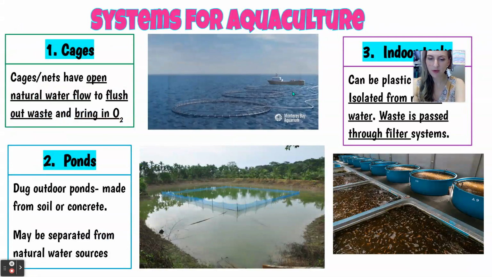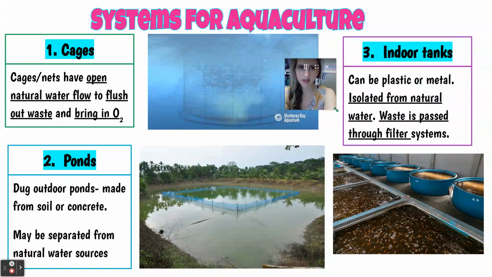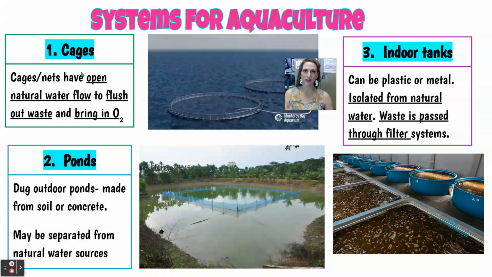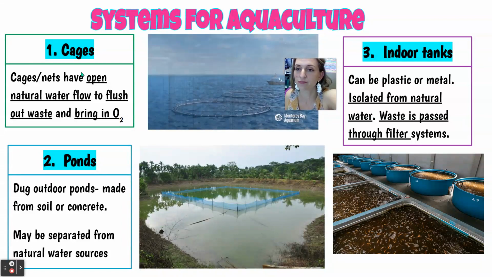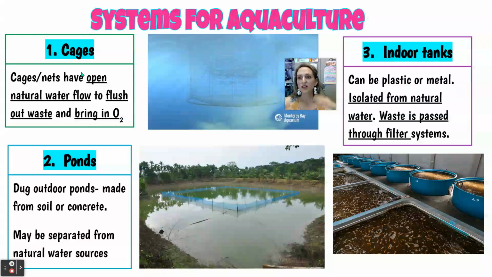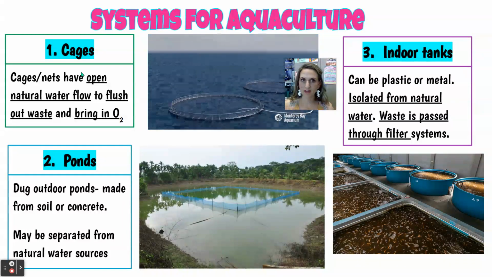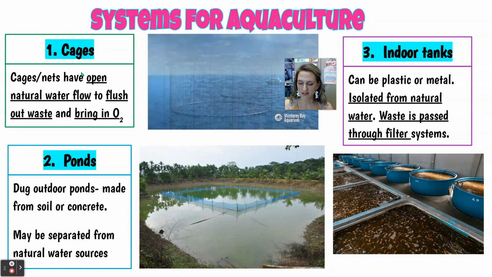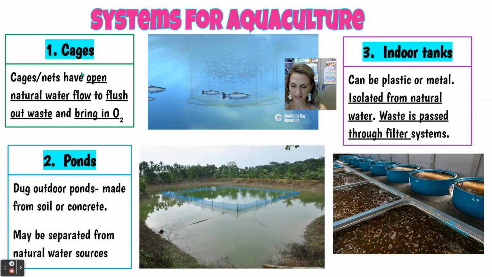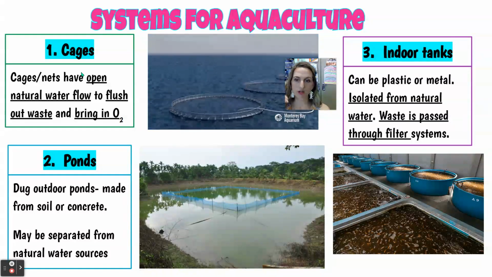Ways that we can actually house them or keep them in a contained area. When we use cages, this will allow for natural water flow to come in, which will flush out any waste, bring in oxygen. It'll also bring in nutrients that you wouldn't have to add yourself. There's ponds. You can take outdoor ponds. It could also be from concrete, and these might be separated from natural water sources, and you'll find that we'll have to actually pump that in and kind of take from the natural environment. Or you could have indoor tanks. These are completely isolated from natural water. Waste is passed through a water filtration system, and this one actually is going to require a lot of work.